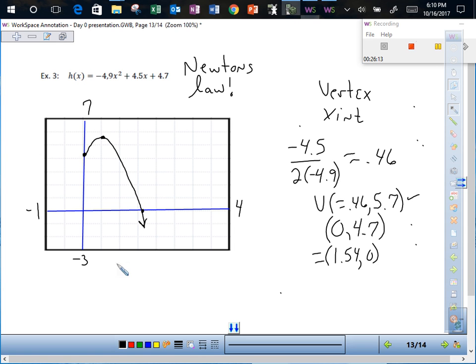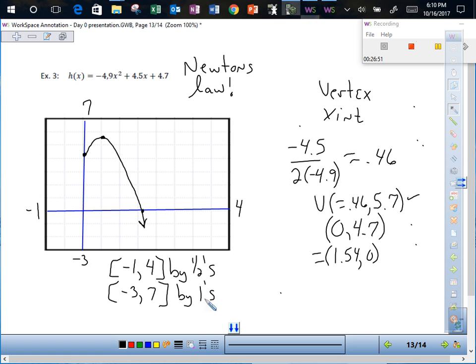So guys, the window that I decided to use on this one, my x-axis was -1 to 4. I decided to count by 1/2. My y-axis was -3 to 7. I decided to count by 1s. Okay. So guys, that's all we got going on so far.